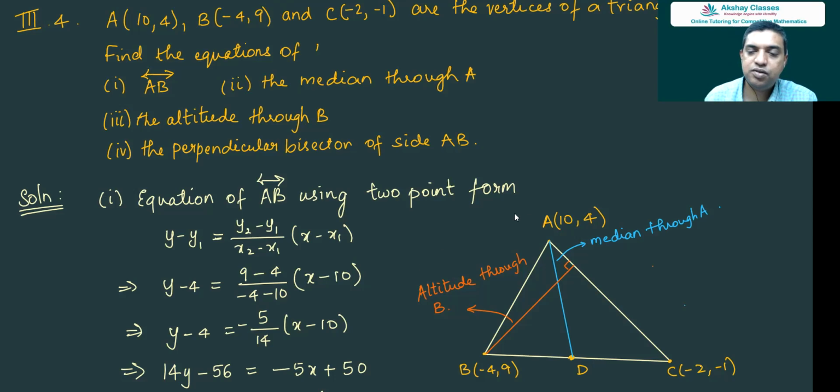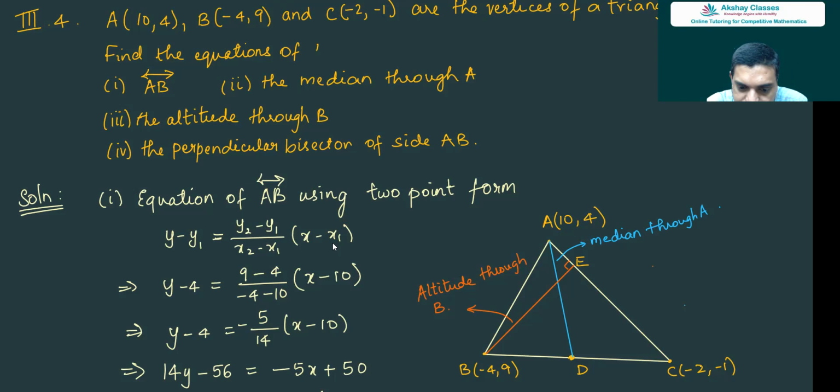Let us call this point BE. Now, BE is perpendicular to AC, correct? Yes. Can we find slope of AC? Yes. Then slope of BE and slope of AC, what will be the relation?